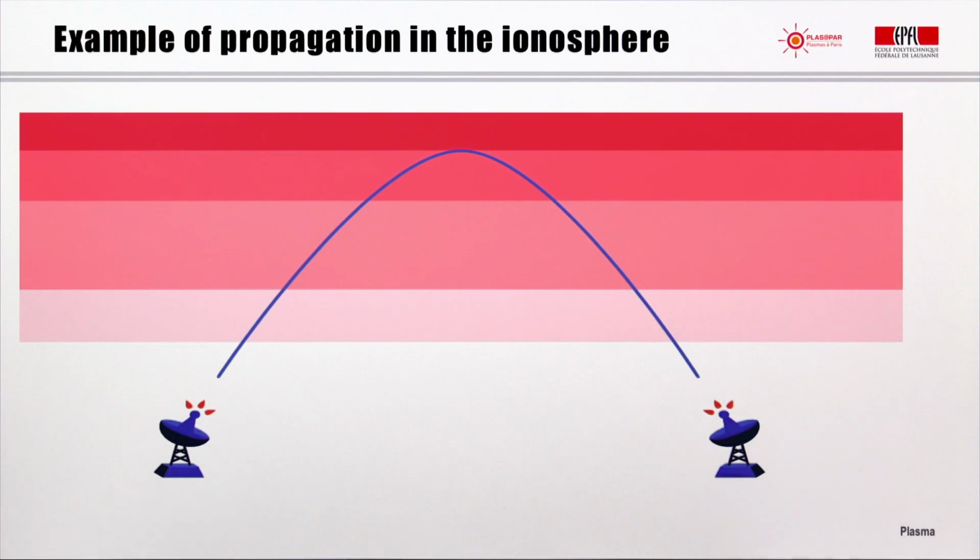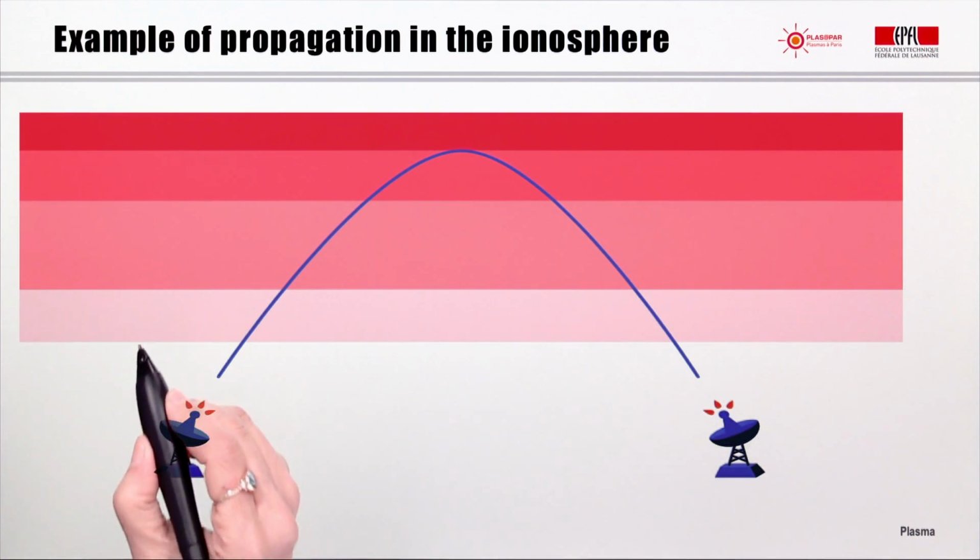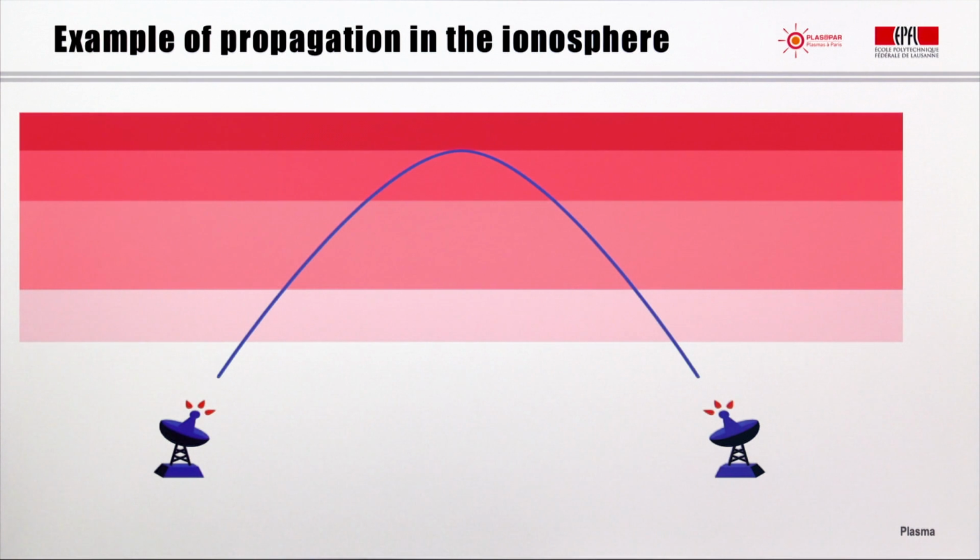At the crossing of each layer, so from here, here, here, we can apply what we just learned today in homogeneous plasma, and this will give a good example of the propagation of the wave. So let's have a look at the video.